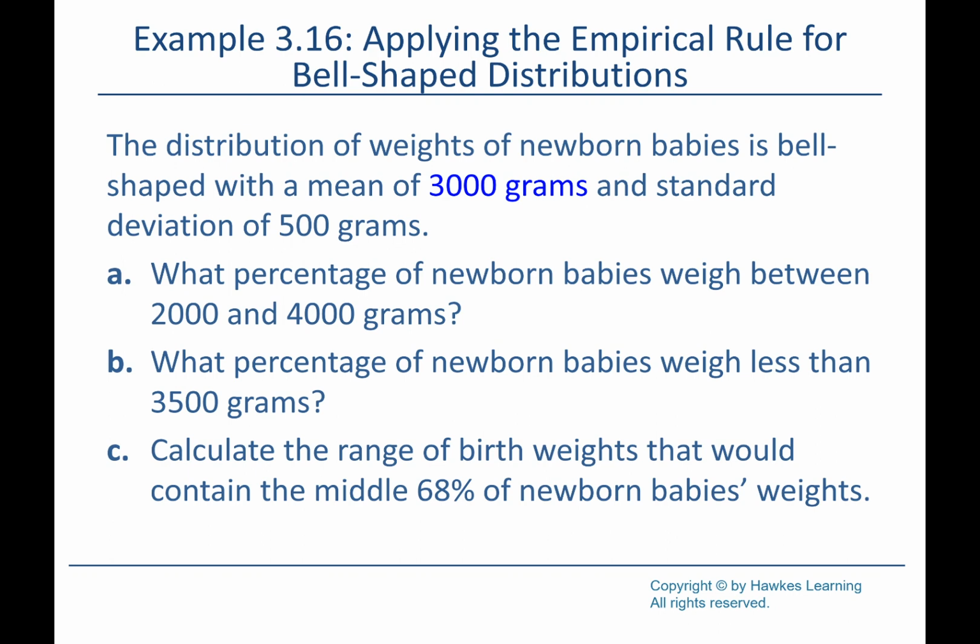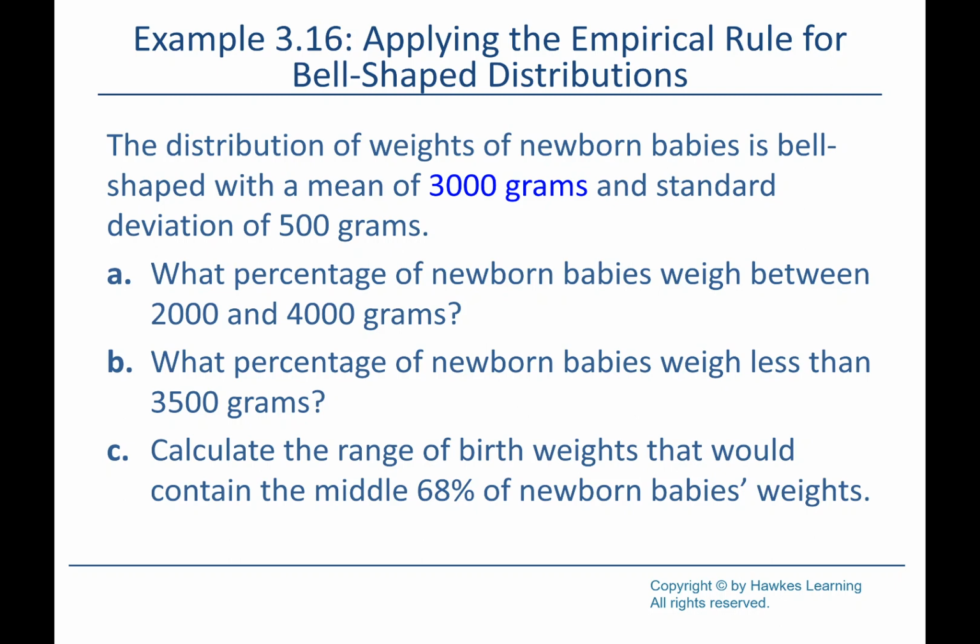B part is trickier. It says, what percentage of newborn babies weigh less than 3,500 grams? So this one's trickier because it's not asking us what percent we have between 2 numbers. That's what the empirical rule tells us, between 2 numbers. It's asking us what percentage are less than some value. So we have to be a little bit more creative. We can't just use the empirical rule. We have to use some other piece of information here.